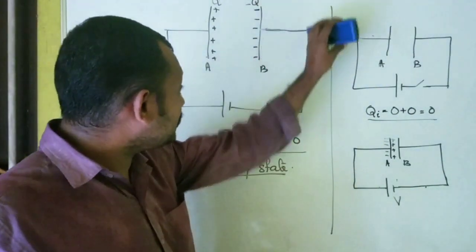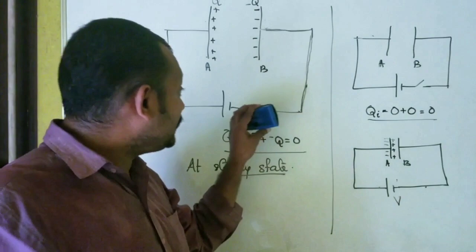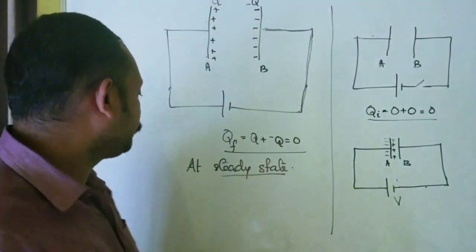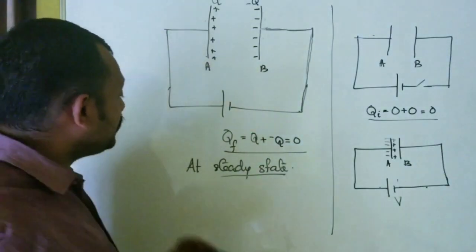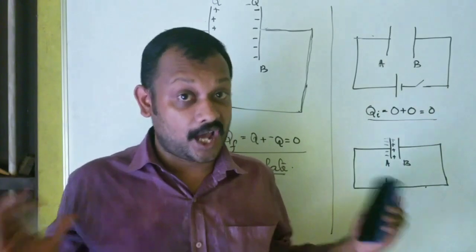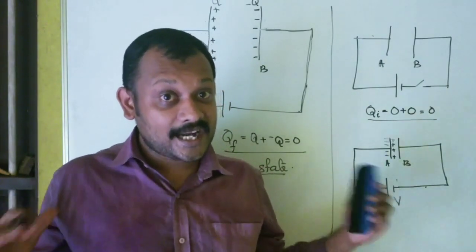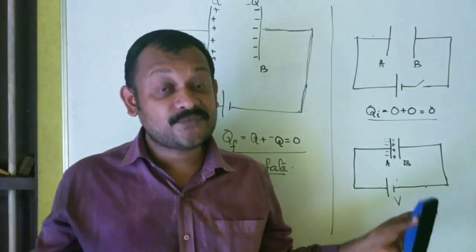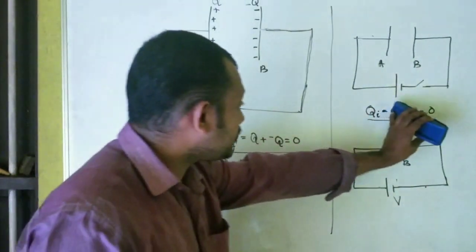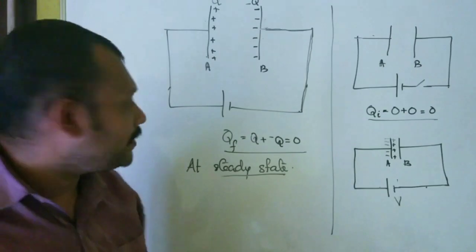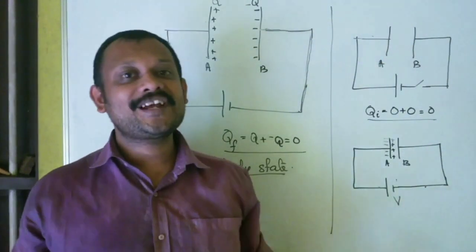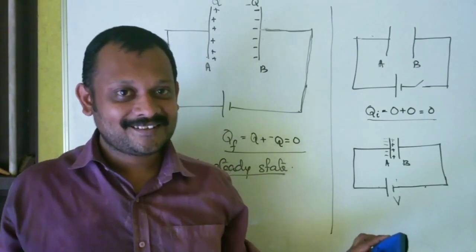When positive charges are moving down, that just means that the negative charges are moving against that one. Okay, so steady state is the condition of the capacitor when it is fully charged, when the plates are fully charged. So initial charge on the system is 0, final charge on the system is also 0.